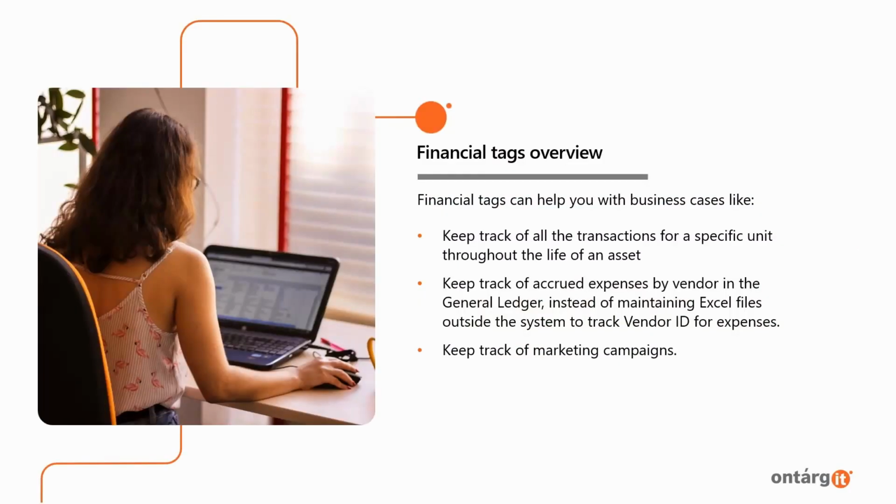Now it should be obvious that financial texts are designed to help your organization track data that can be used for internal reporting. Text can help you with business cases like if your company wants to keep track of all the transactions for a specific unit throughout the life of an asset, keeping track of accrued expenses by vendor in the general ledger instead of maintaining Excel files outside the system to track vendor ID for expenses, or tracking marketing campaigns. Moreover, you can use financial text if any necessary data appears after the transactions are posted.